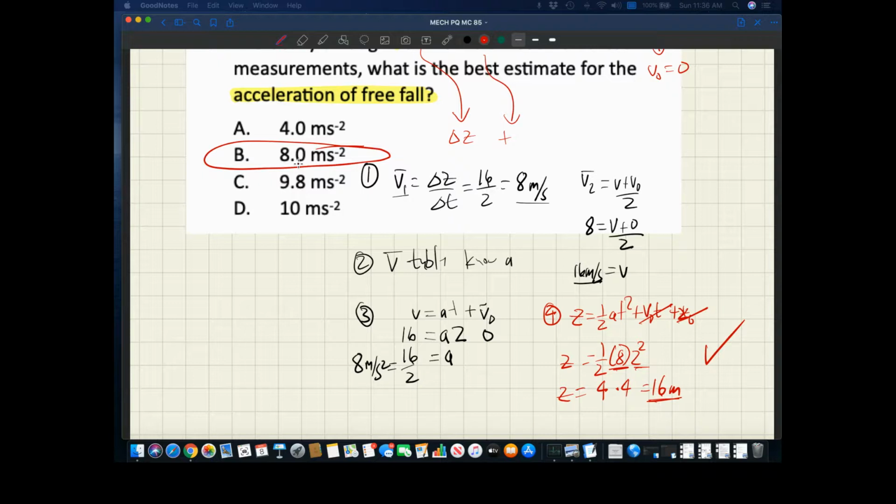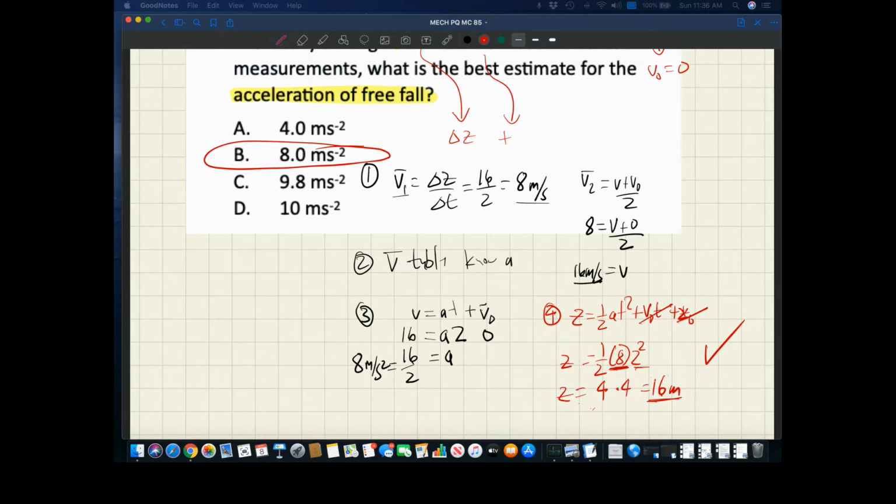And of course, you can see if you put in any other number for the acceleration, you will not get 16 meters. So that's how we can both find and check our answer as being correct. Again, you don't have to know how to do any particular question, but just know what tools you have and apply all the tools in the order I gave you.